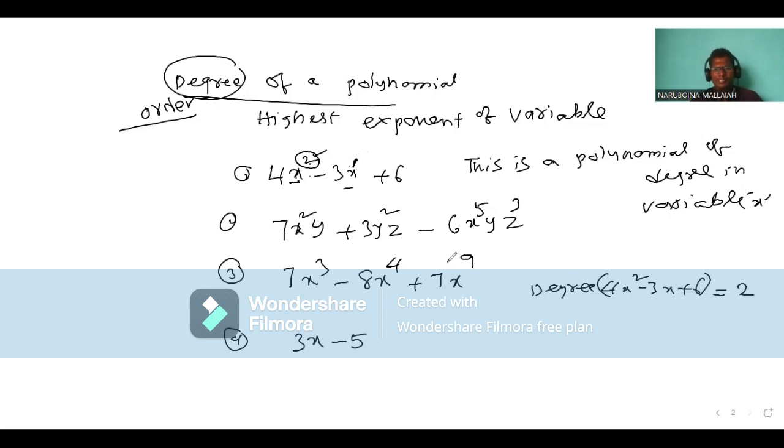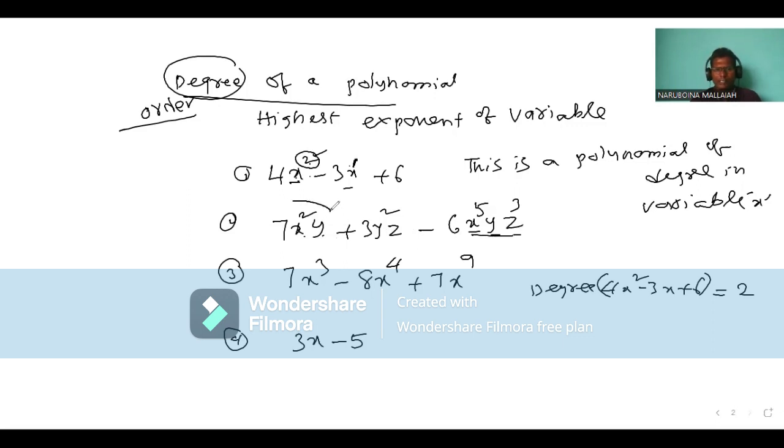In the second expression, we have different variables. Here x and y variables, y and z variables, and x y z. Three variables are there in the third term. Two variables are present in the second term. In the first term also we have two variables. So now it is a polynomial in three variables, x, y, z.